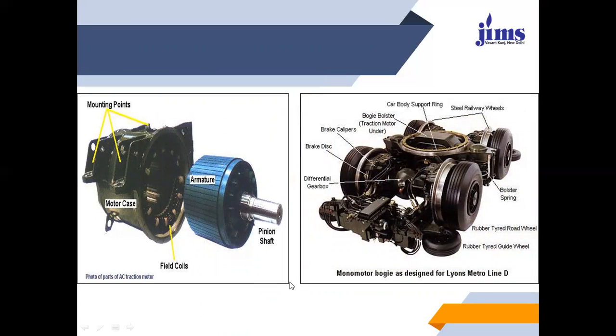In these machines, this part is the armature, this is the motor cage, these are the mounting points, this part is indicated as the field coils, and this shaft is called the pinion shaft. The monomotor body is designed for the metro line link. It will be the design where we are using this type of motor, and under this one there is another motor attached just to meet the speed of the devices.